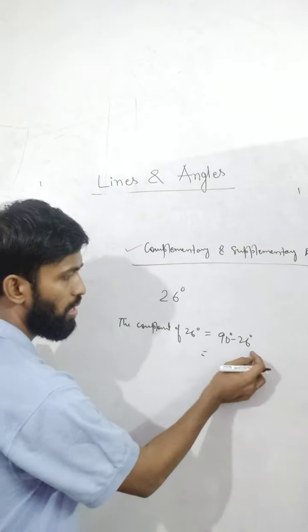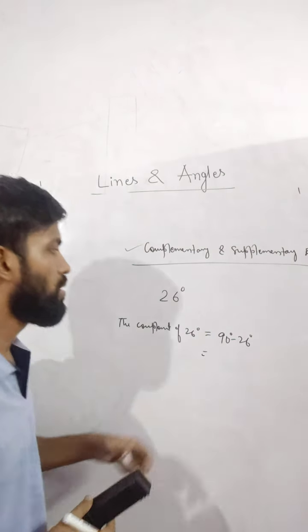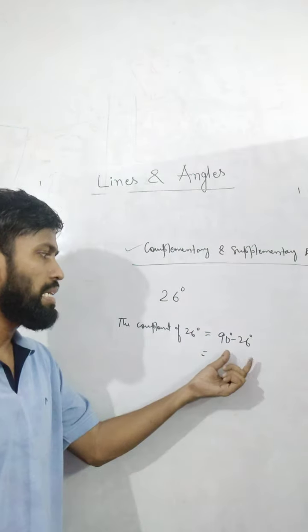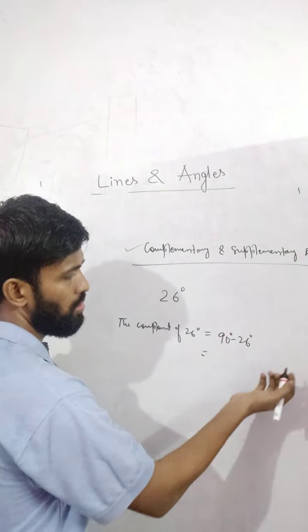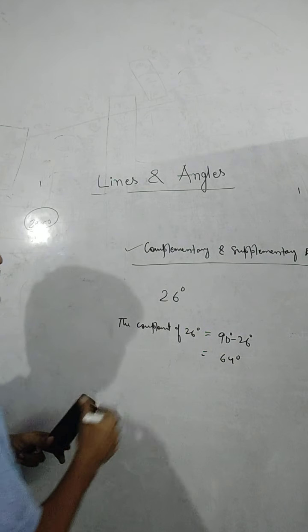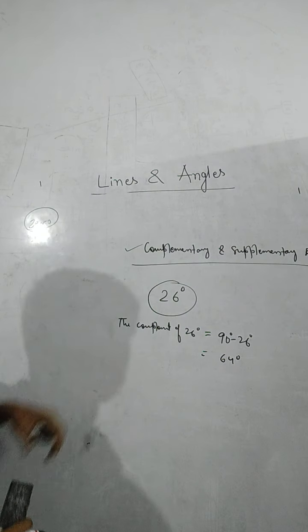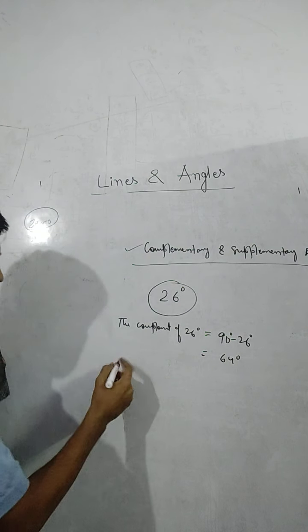And why did I write this line? Because the sum of the measures of two complementary angles is 90 degree, right? So 90 minus 26 is your answer. This is 64 degree. The same question could be find the supplement of 26 degree. So you will write the same.